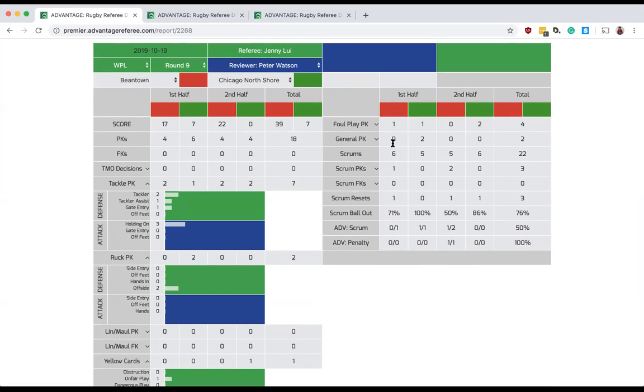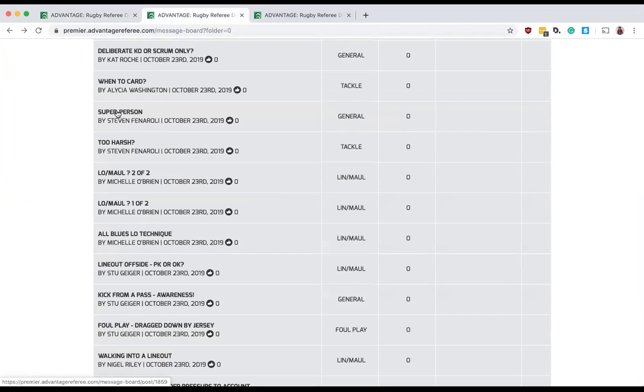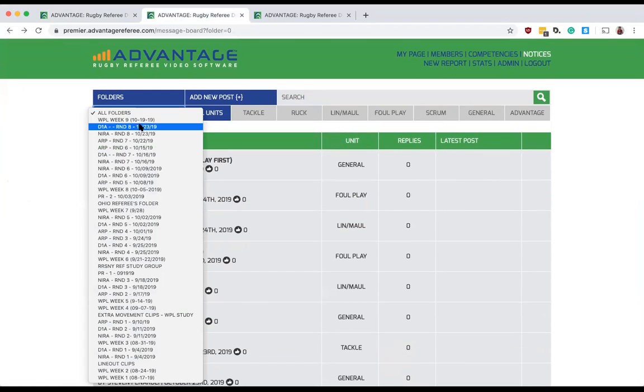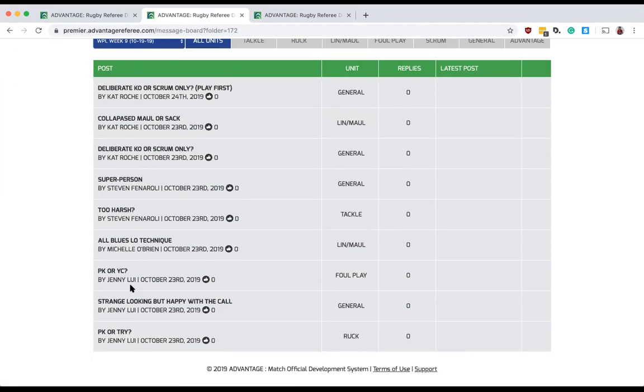So turf field under the lights. Peter and Max were there, so that was nice. Got a couple clips here. Let's see. Could we do PK or try?